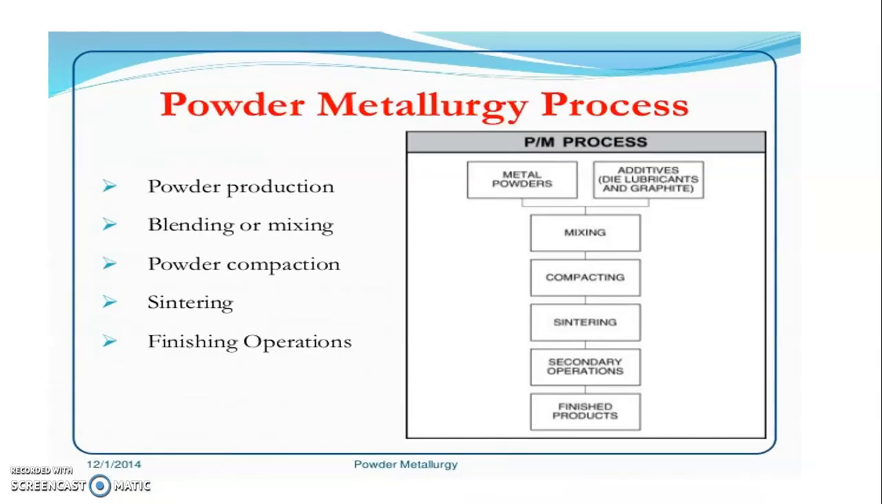Then, what processes were used? Initially, the powders and additives are mixed. After that, blending and mixing take place. After that, the powder compaction process takes place. After this comes the sintering process. Then secondary operations are done, making the final product, and finally they get the finished product part.